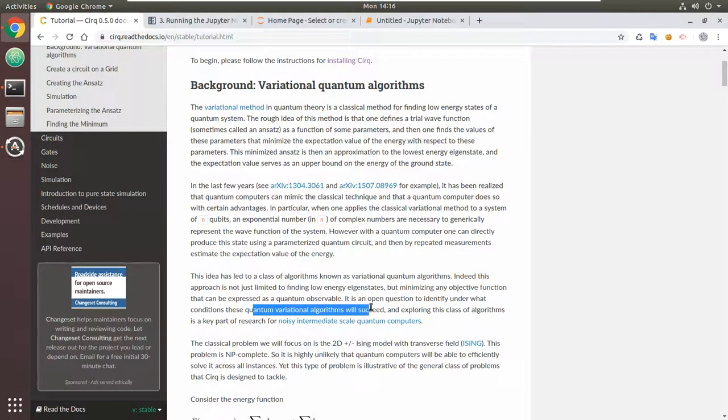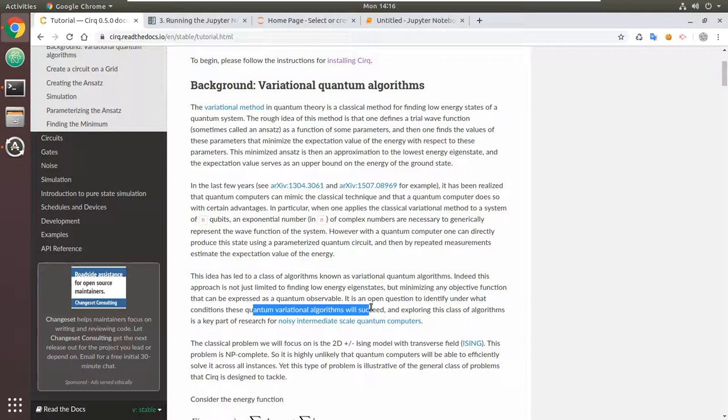So the whole thing with VQE and I guess QAOA, it's just the same thing, right? You define a state, which is parameterized, and you measure it, and then you do some kind of classical minimization or optimization, and then you change the parameters, and that's it basically.